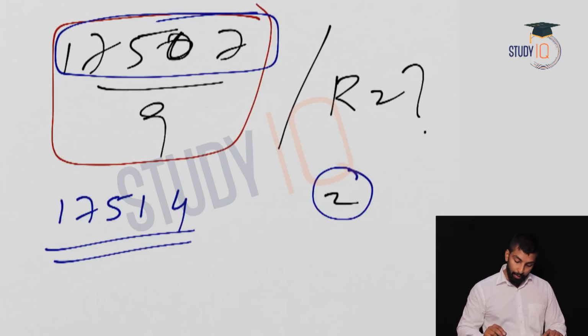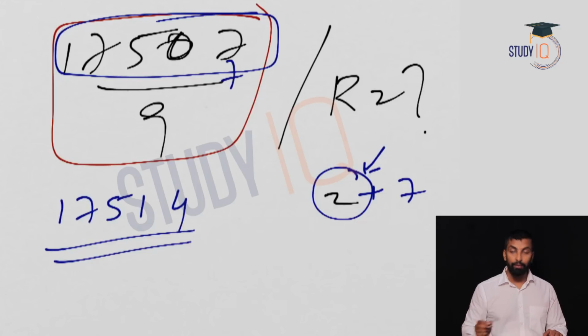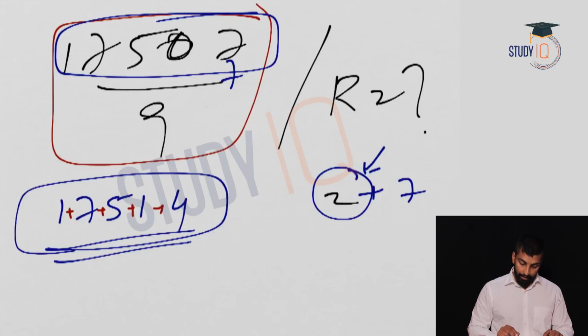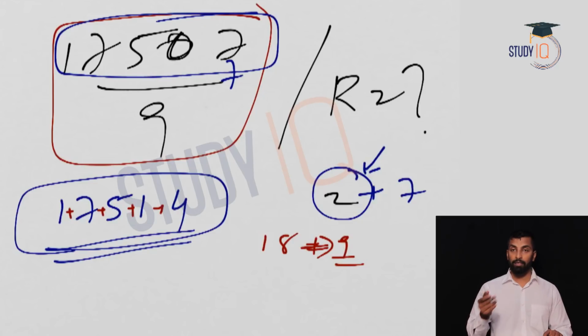Or, when you take the sum of digits, you got 2. You should have got 9. How do you make 9? You add 7. Where do you add 7? You add 7 here. So you get 17514. Now if you want, you can check it. You can take the sum of digits: 1 plus 7 is 8, 8 plus 5 is 13, 13 plus 1 is 14, 14 plus 4 is 18. Now 18, if you take the sum of digits again, you get 9. I hope this is clear for you.